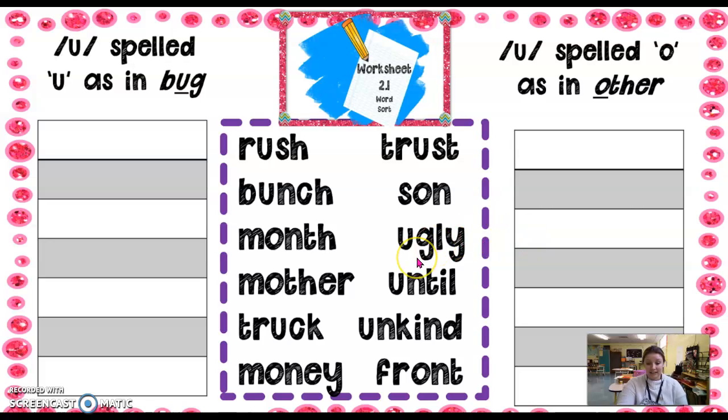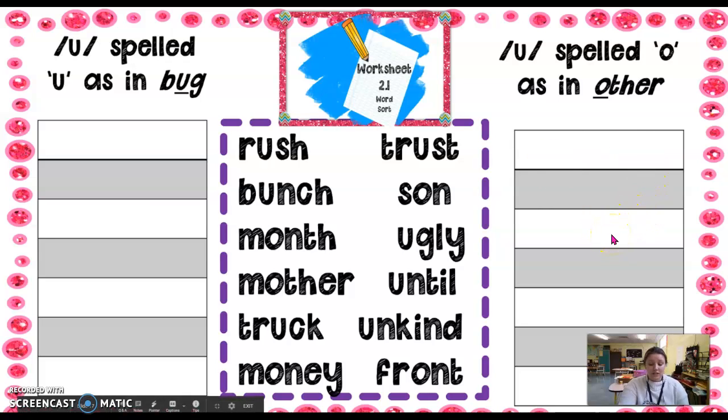What about ugly? This is one of our spelling words. Good. Ugly uses the letter U to say uh. How about until? Until also uses the letter U to say uh. Unkind. Unkind uses the letter U to say uh. And front. Front uses the letter O to say uh. Very good.